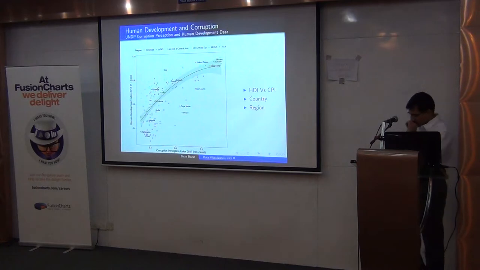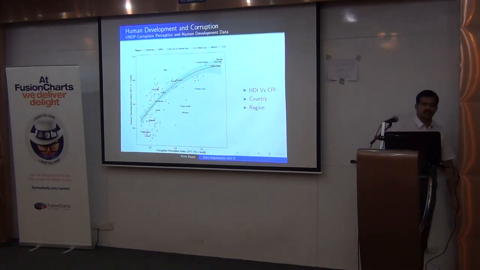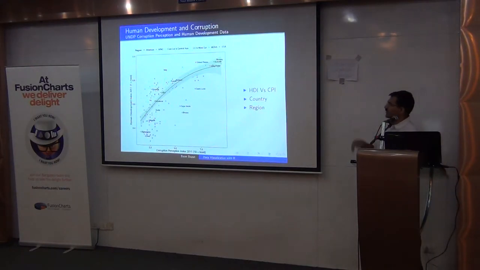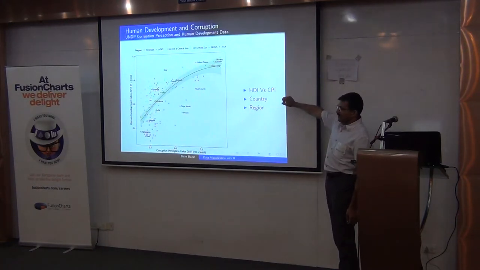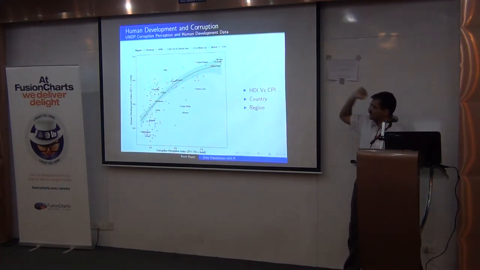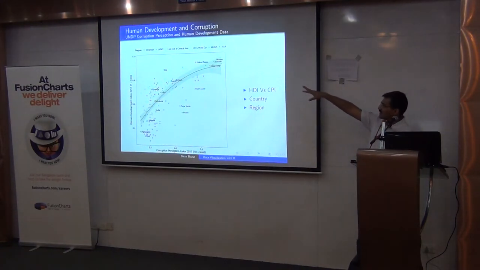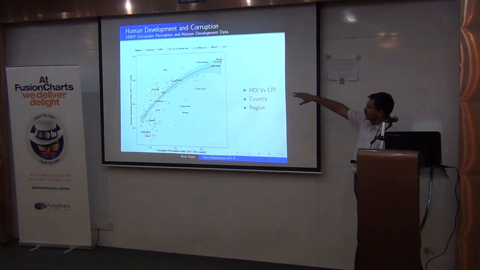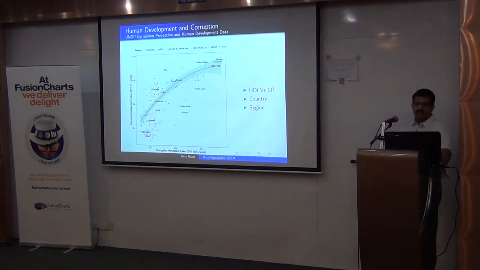So what we want to do is create a plot something like this, which is the human development index versus the corruption index. This is data available from UNDP. You can download it for every year. This is 2011. HDI versus CPI, country wise. So for each country, you have the human development index and the corruption perception index. And then, of course, every country belongs to a certain region, whether it is Americas, the APAC, or Africa, and so on. And then you want to add some kind of a fitting curve on that. So let's go ahead and do it.